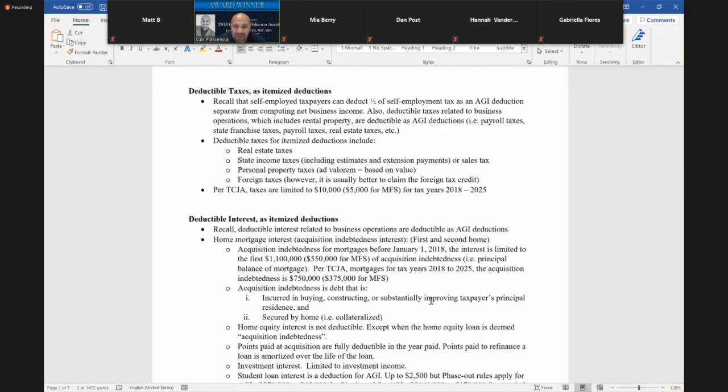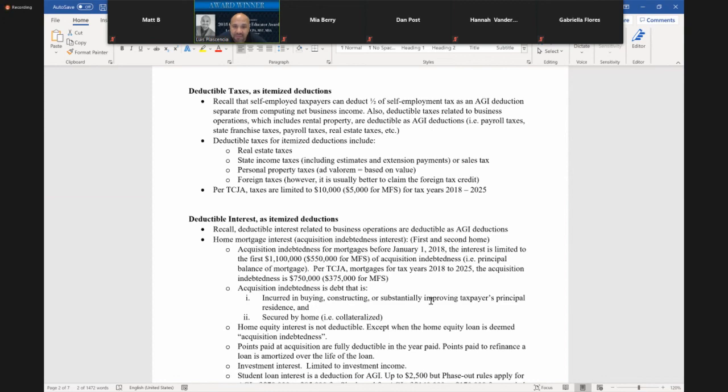State income tax. Again, any estimated payments or any payments that you've made with extensions or sales tax, and in those states that don't have an income tax, you get that as a deduction. Personal property tax. Illinois doesn't have a personal property tax. They have real estate taxes, but not personal property taxes. These are taxes that are based on the value of the property. Again, Illinois doesn't have it, only on real estate.